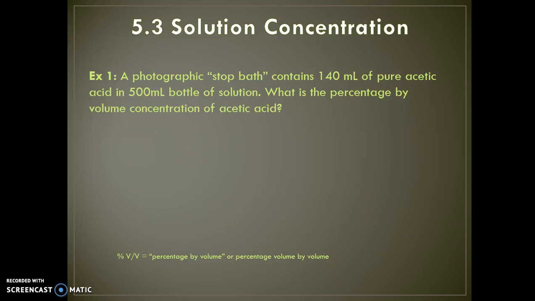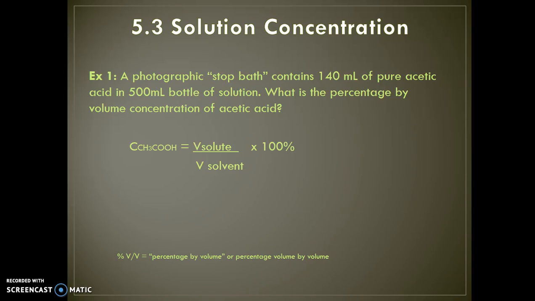So looking at concentration as a percentage, here's an example. A photographic stop bath contains 140 milliliters of pure acetic acid in a 500 milliliter bottle of solution. What is the percentage by volume concentration of acetic acid? The nice part about working with these percent concentration formulas is generally we don't have to change the units from the units that are given. As long as the percentage is less than 100, I should more or less just be able to take the numbers that they give me and put them into my formula.